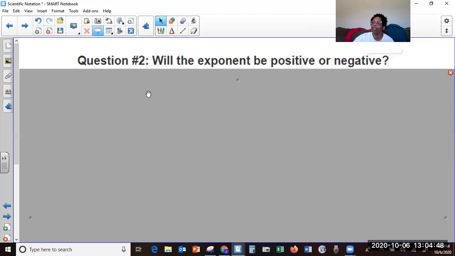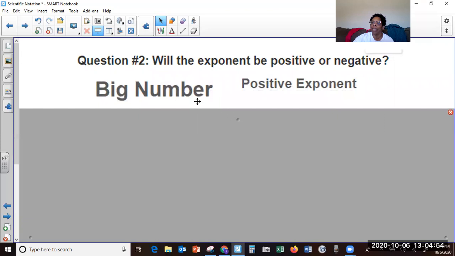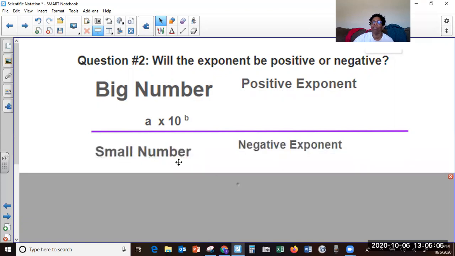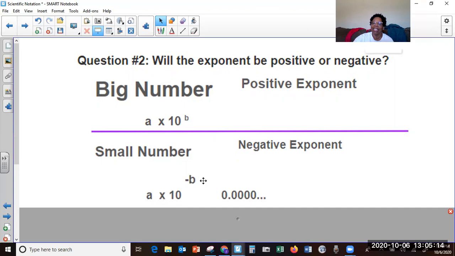The next one, will the exponent be positive or negative? If the number is big, the exponent is positive, like 8 times 10 to the positive b. If the number is small, the exponent is going to be negative, like 8 times 10 to the negative b. It's a negative exponent, but not a negative number. It's just a number less than 1, a very small fraction. So it's written like this, with a 0 for the whole number. There is no whole number.